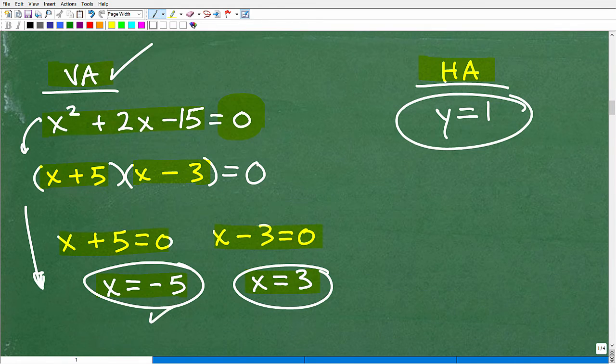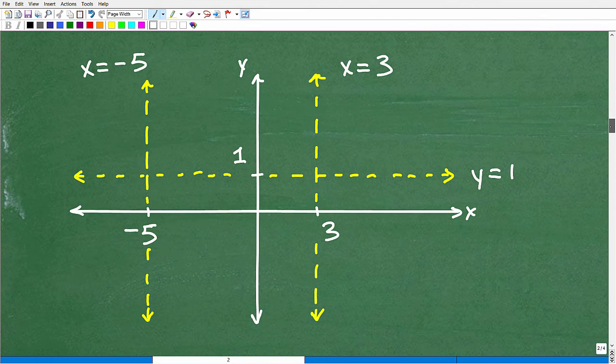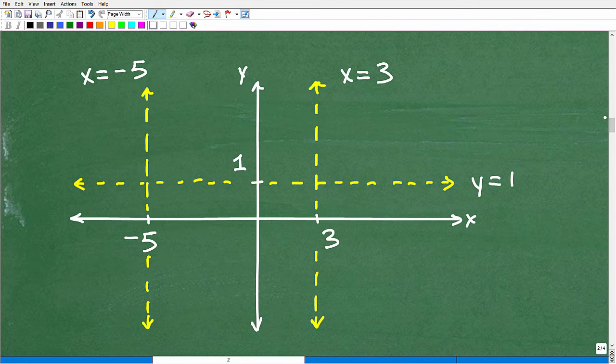Now we have our vertical asymptotes: x equals -5, x equals 3. Again, we have our horizontal asymptote. So let's put this on an XY graph. All right, so we haven't even sketched this rational function. We've got to do all this work in advance. So here's x equals -5.